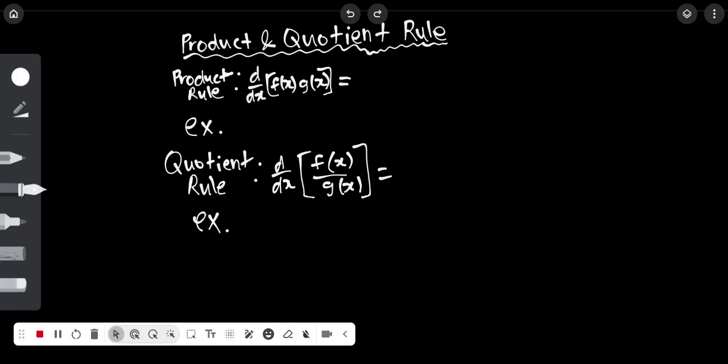Hello, Calc students. Today we'll be discussing the product and quotient rule.